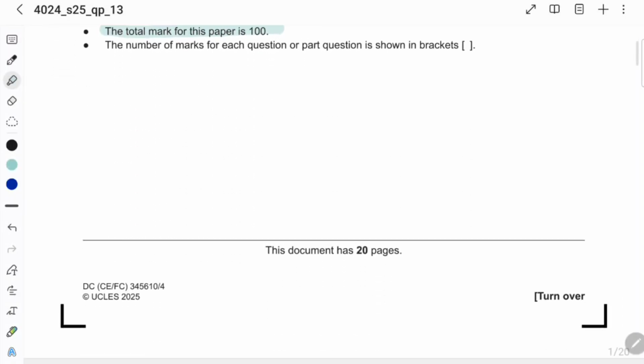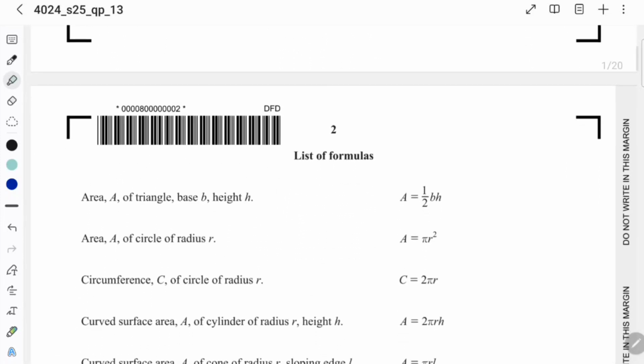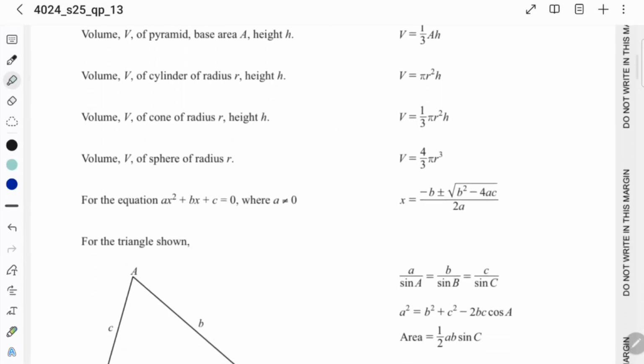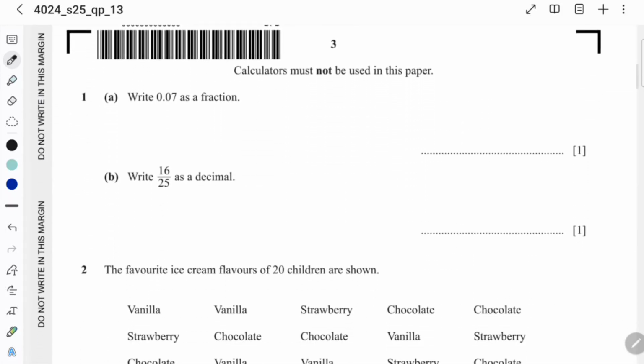Formula sheet will be given, so I'll explain each question step by step to help you prepare well for the exam. So let's begin. Question number 1: Write 0.07 as a fraction.